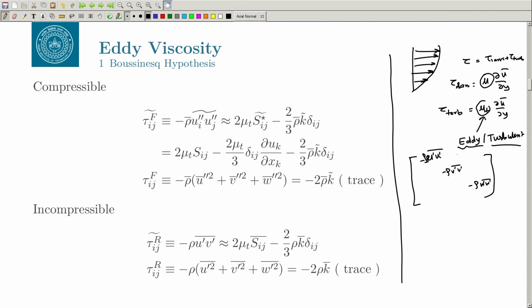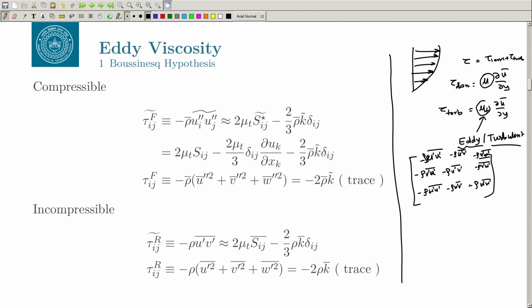Minus rho v prime squared, minus rho w prime squared, these are the normal stresses, and then you will have minus rho u prime v prime, minus rho u prime w prime, and minus rho v prime w prime. These are the independent stresses, and then we will have two terms here also. You can write minus rho v prime u prime, which is nothing but minus rho u prime v prime, and here also you can have minus rho w prime u prime, which because of symmetry is equivalent to u prime w prime, and this will be minus rho w prime v prime, which is equivalent to this.